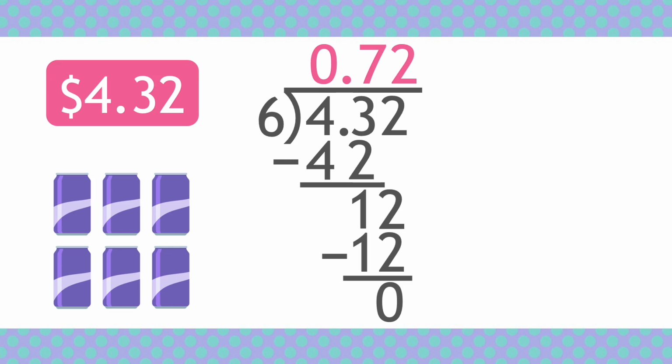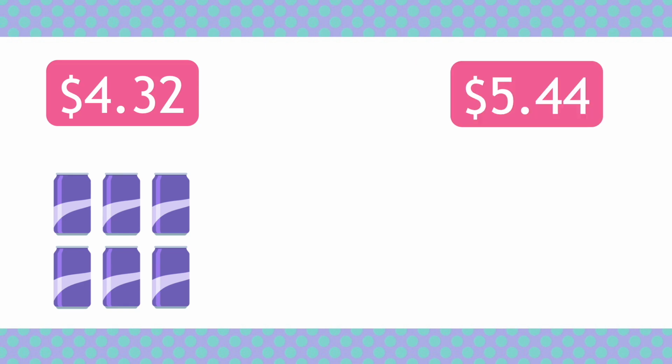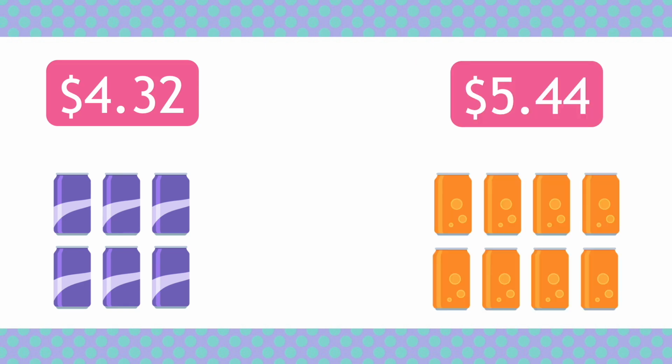$4.32 divided by 6 gives us a quotient of 72 cents. This means the unit price, or cost per can, is 72 cents. Now, remember how earlier I mentioned that knowing how to find the unit price could help us to get the best possible deal? Here's how. Let's say a different brand of soda costs $5.44 for an 8-pack. Of course, that seems like it's more expensive, right? While you are paying a higher total cost, you actually get 2 more cans of soda.